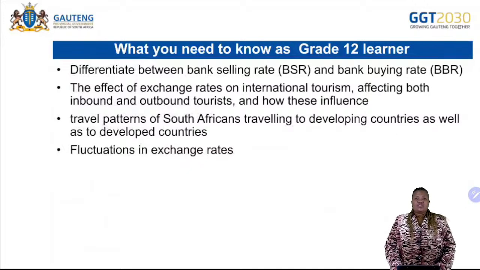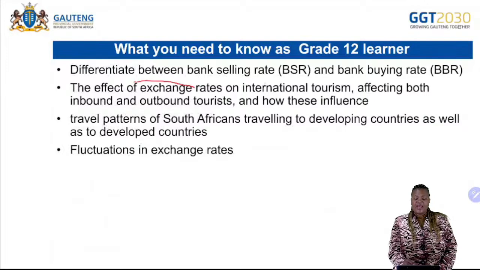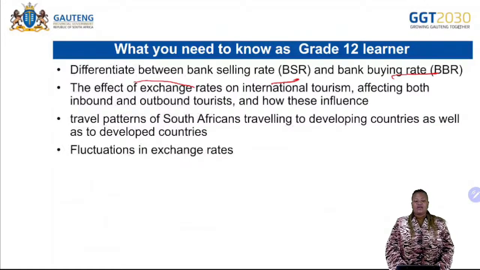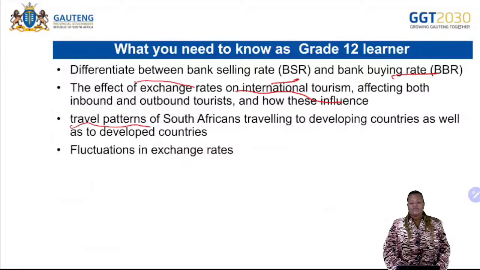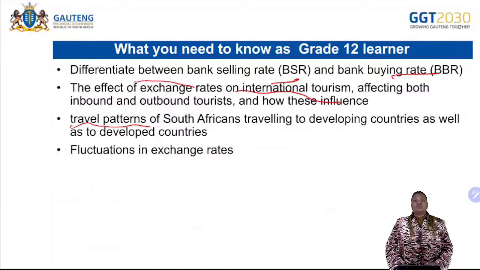And then also what you need to know as the grade 12 tourism learner is the difference between the bank buying rate and the bank selling rate, and the effect of exchange rates on international tourism, affecting both inbound and outbound tourists, and how these influence travel patterns of South Africans traveling to developing countries as well as to developed countries. And you also need to know fluctuations in exchange rates.